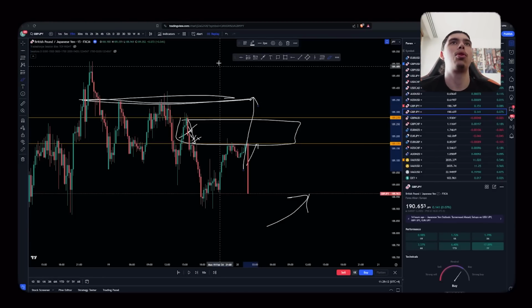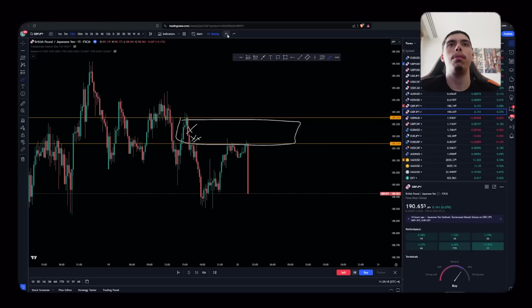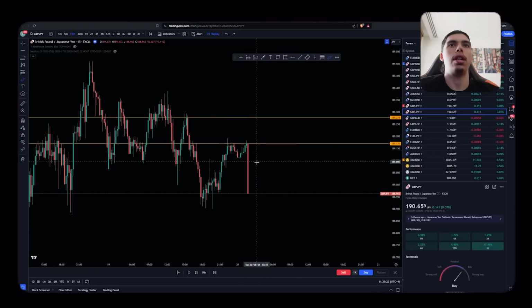And now the last step is going to be the entry requirements, okay? And the entry requirements is very, very simple. All it's going to be is we need a 15-minute candle closing bullish in our trading zone, like this, closing above.